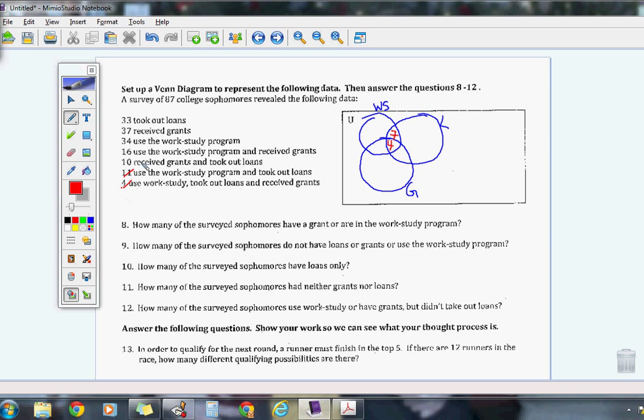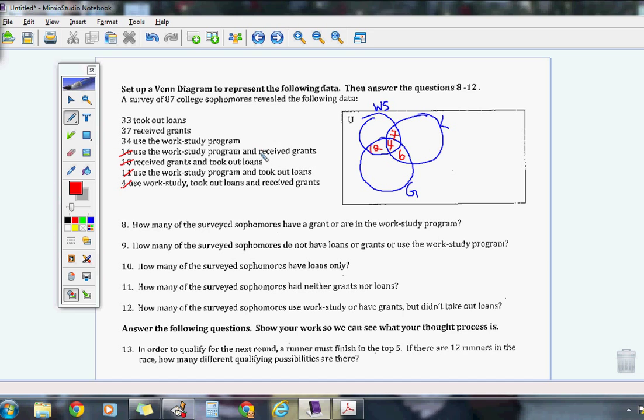Now go up to 10, grants and loans. So grants and loans, so that means we put a 6 here. And then work our way up. 16, work study and grants. So that means I have to add 12 more right there. Okay, and now we're ready for the last part.